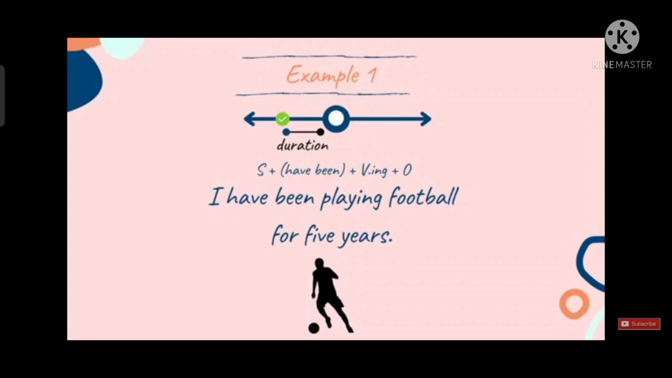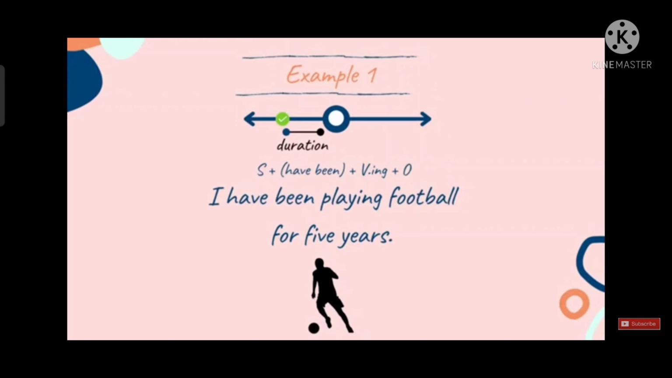I have been playing football for 5 years. My activity of playing football is continuing for 5 years, and as it is still true in the present, we have used present perfect continuous tense. Notice the duration of 5 years is mentioned here. So, in the timeline, it will be shown such that there is an activity started in the past and it is still true in the present.